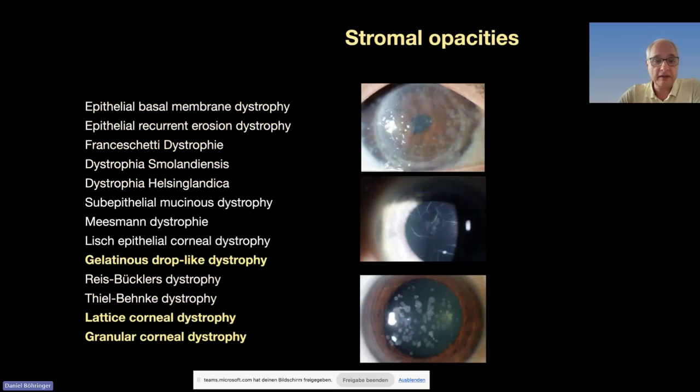And in turn, there is the pattern of stromal opacities. This is sort of an overlap with the second category, the stroma, but these are, from a systematic point of view, also put in the epithelial group. So these then make the diagnosis quite clear if you have this.